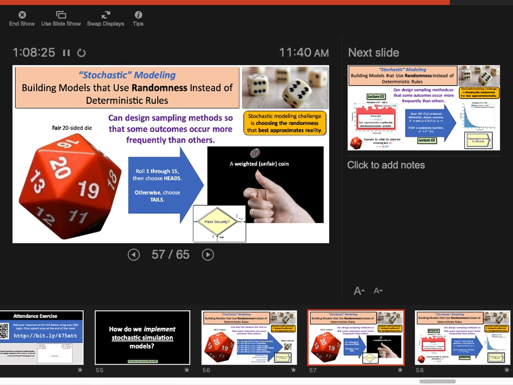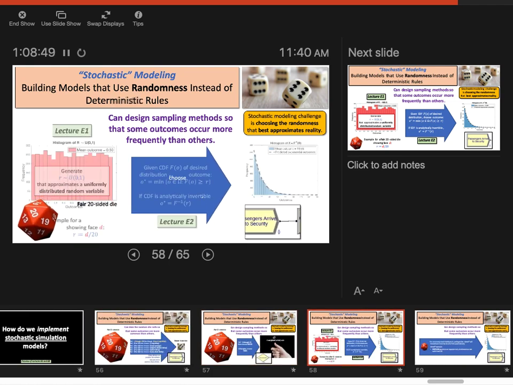The alternative, if I have heads or tails, like in the past security case, I could say, well, if you roll 1 through 15, choose heads, they get through. But the other 5, 16 through 20, they are the ones that fail. So this is a way for me to simulate whatever that is, 75 or 80% probability of getting through just by using this fair die.